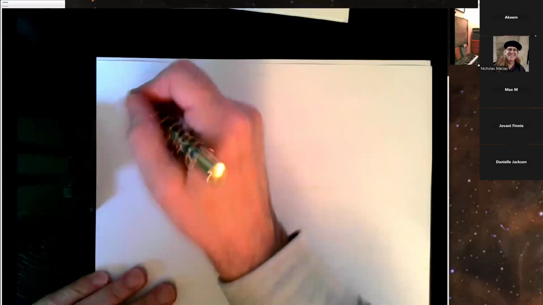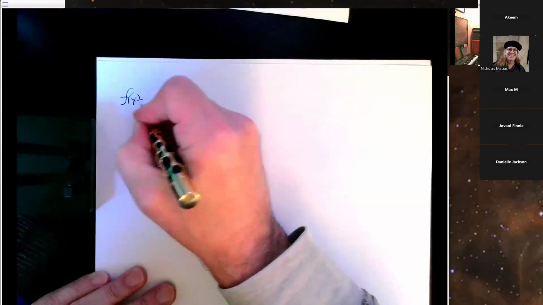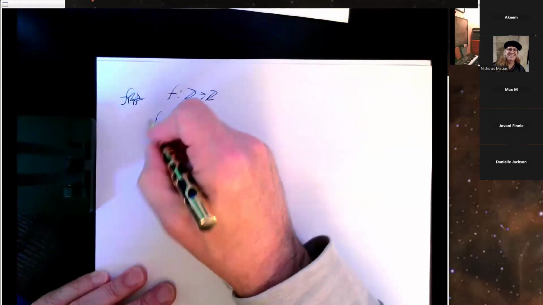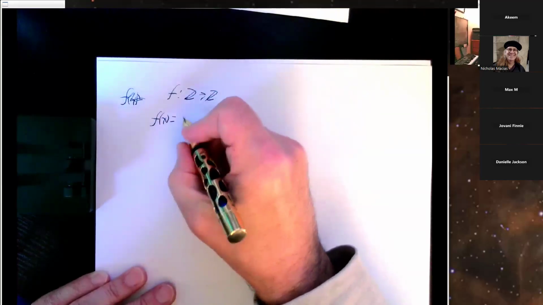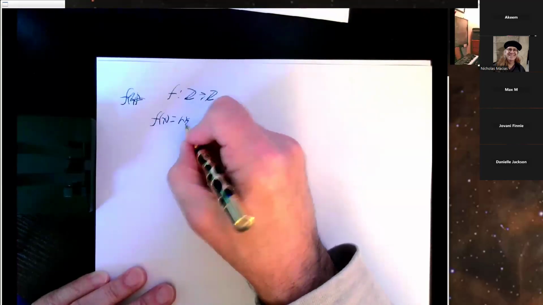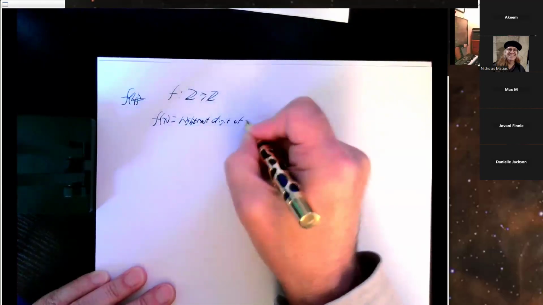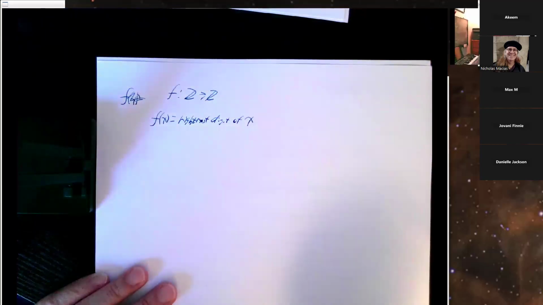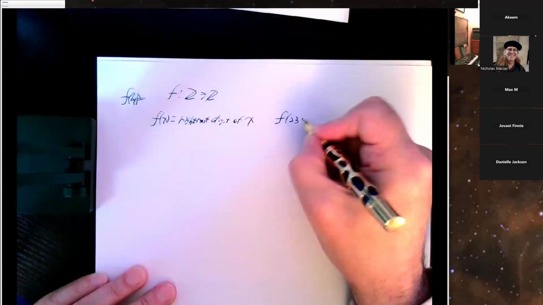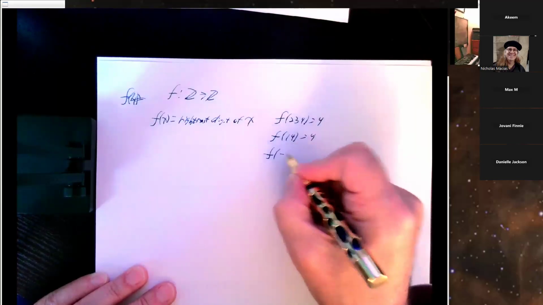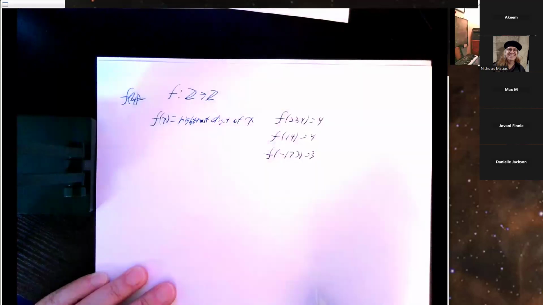And functions can be as bizarre as we like. For example, I could say f of x equals, let's say f goes from Z to Z, f of x equals the rightmost digit of x. So f of 234 is 4, f of 14 is 4, f of negative 173 is 3, and so on.